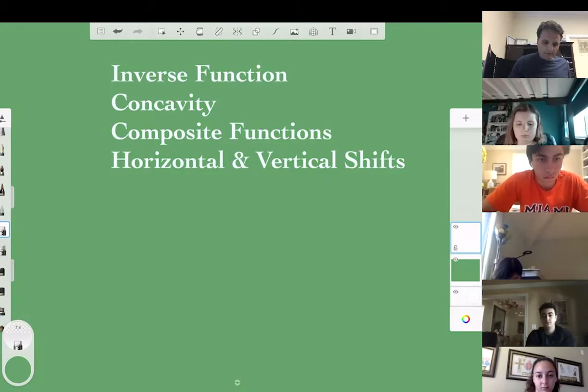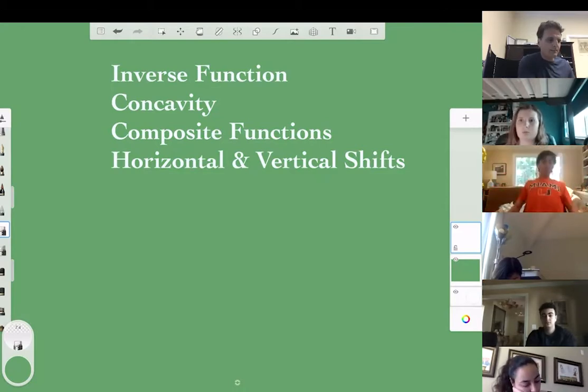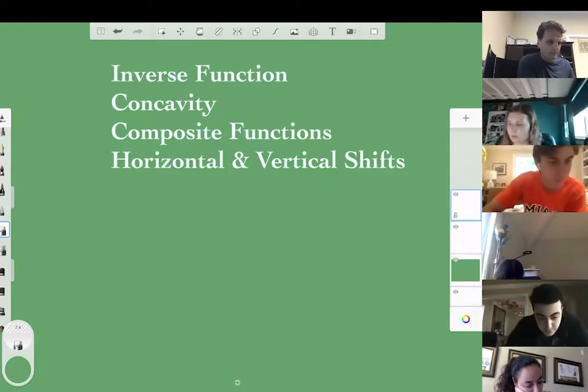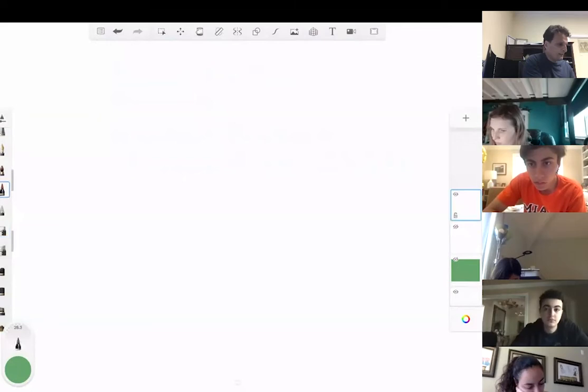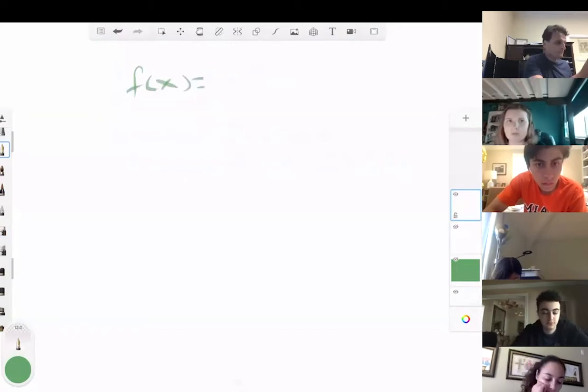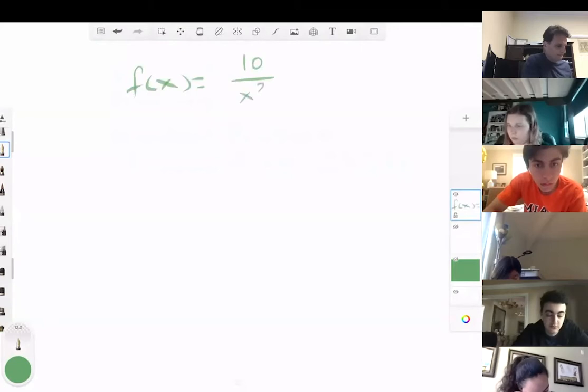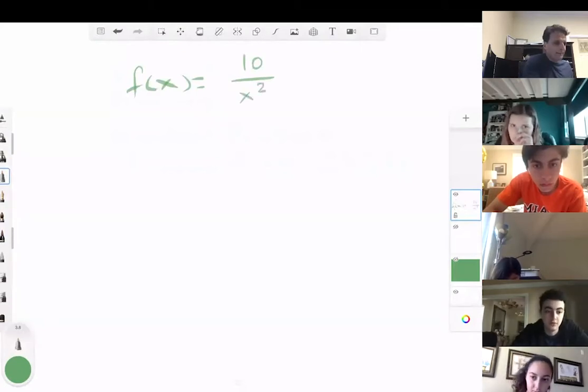So before I go to these topics, let's go over the homework question that Tamir asked me. I think he said there is a function f of x equal to 10 over x squared. All right, Tamir? Probably there's a graph. Yep. The graph probably is something like this.